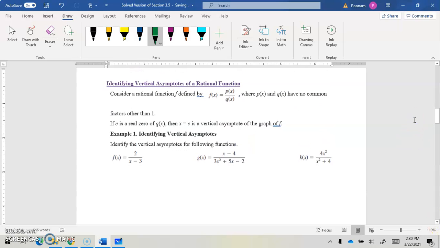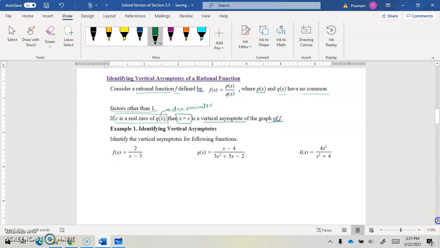Now let's understand how we can actually find a vertical asymptote. Let's consider a rational function f defined by f(x) equals p(x) divided by q(x), meaning the numerator is a polynomial and the denominator is also a polynomial, where p(x) and q(x) have no common factors. If they have any common factors, you have to cancel them out. If c is a real zero of q(x), and q(x) is your denominator, then the vertical line x equals c is the vertical asymptote of the graph of f.